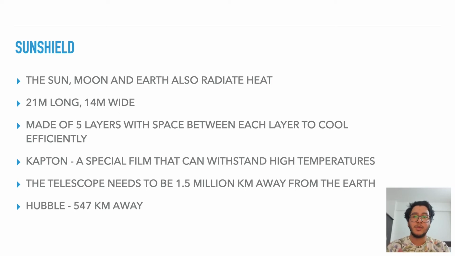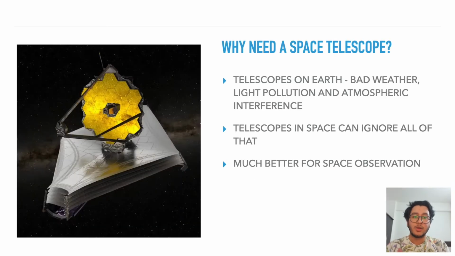For reference, the Hubble Space Telescope is just 547 kilometers away from the Earth. So now let's talk about why we actually need a space telescope when there are already working telescopes right here on Earth. The problem with telescopes on Earth is that they face 3 major problems, which are bad weather, light pollution, and atmospheric interference. And so telescopes in space can ignore all of those problems and thus are much better for space exploration.